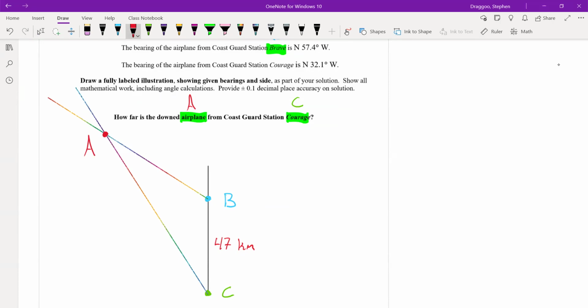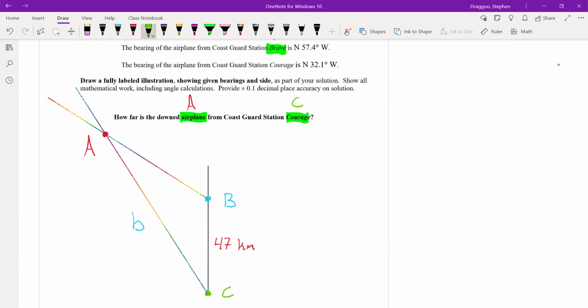So ultimately, what were we looking for? We want the distance between A and C, the airplane and Courage. So that is side length B, but it's the one that we're going to solve for. This is the piece I'm really after. So it is part of a solve the triangle problem. I just only need to find one specific element out of the triangle.